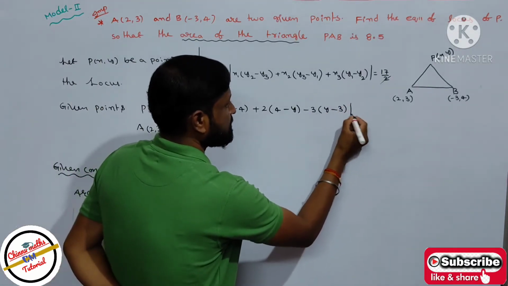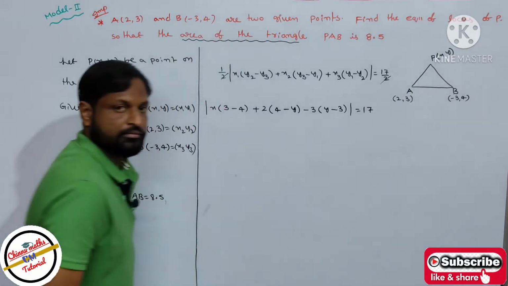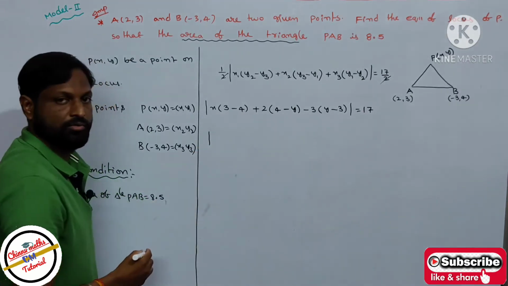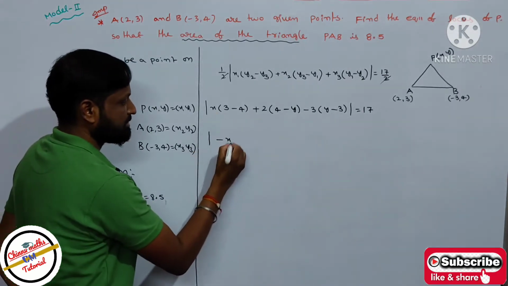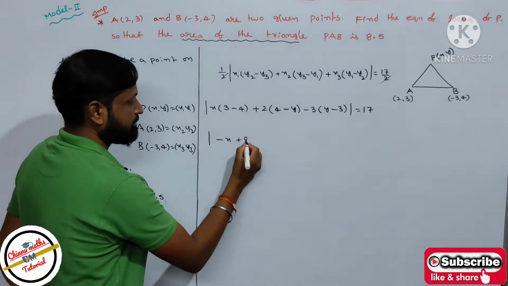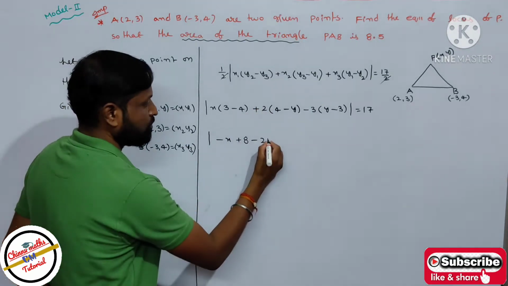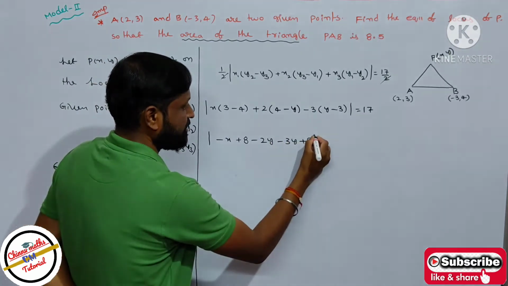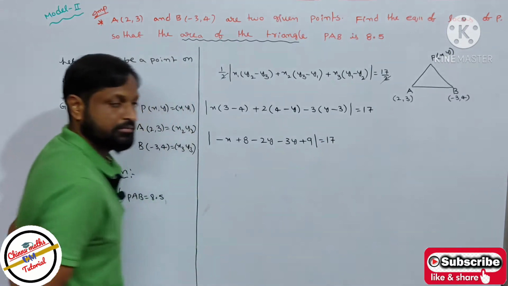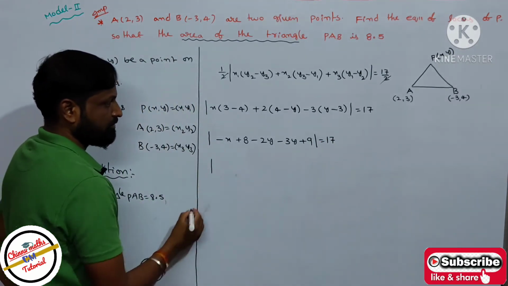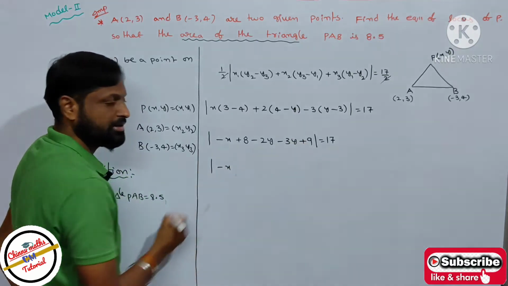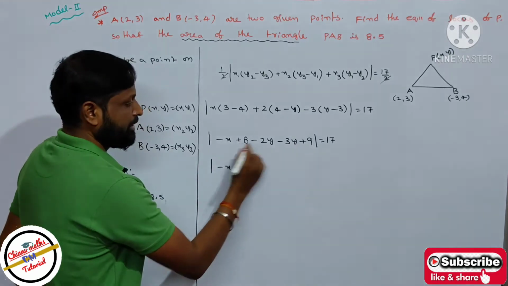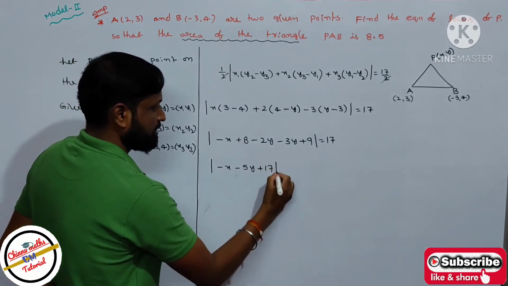Then substitute all the values, it is equal to 17. Then multiply: modulus of 3 minus 4 equals minus 1. So minus 1 into x, minus x, plus 2 into (4 - y) is 8 minus 2y, plus minus 3 into (y - 3) is minus 3y plus 9, equal to 17. Then simplify the modulus. First calculate the x terms, you have only one x term. The y terms: minus 2y minus 3y equals minus 5y. 8 plus 9 equals 17.